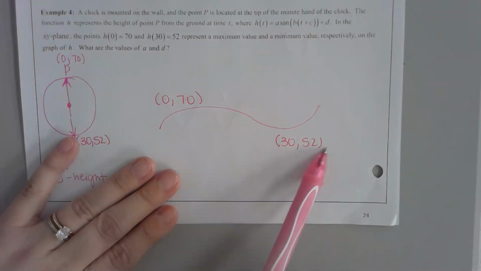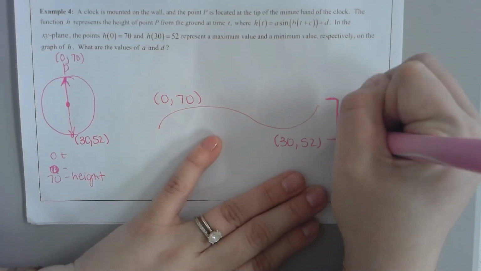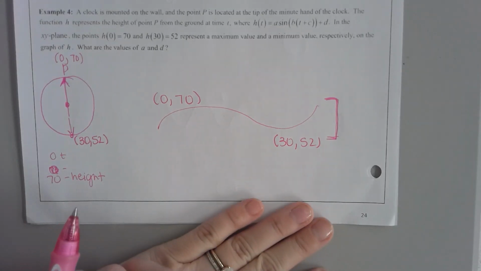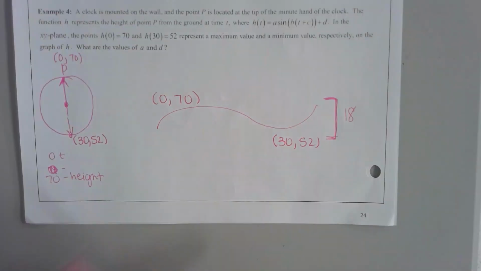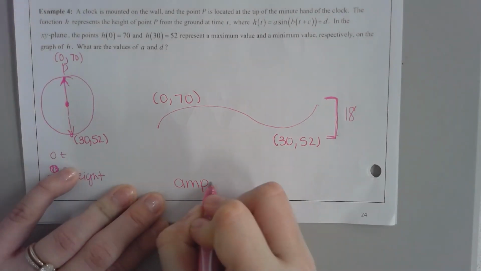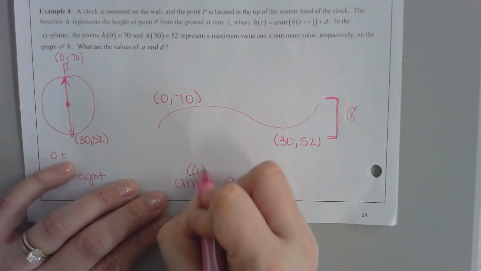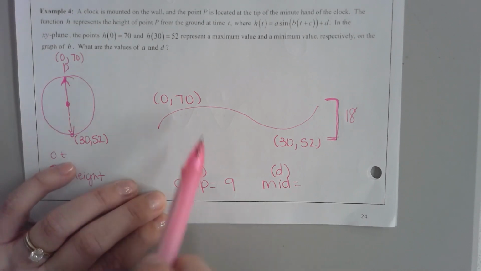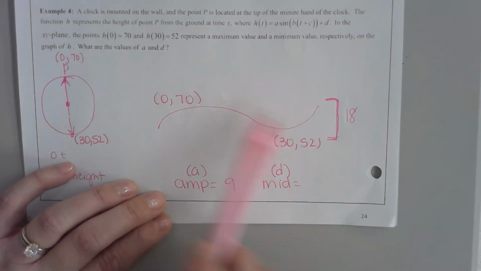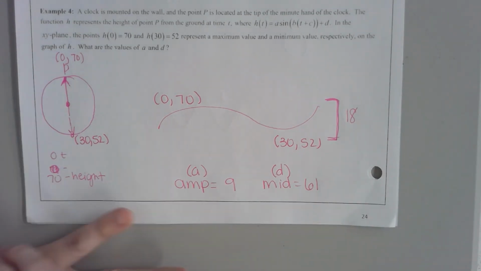So from 70 to 52, that is a total of what? How many units are between 52 and 70? 18. So the whole thing is 18. So your amplitude is going to be half of that. So your amplitude is 9. That's your A. And your midline, or D, is going to be 9 units between those. So either 70 minus 9 or 52 plus 9. Either way is 61.